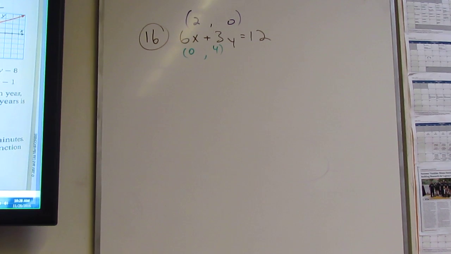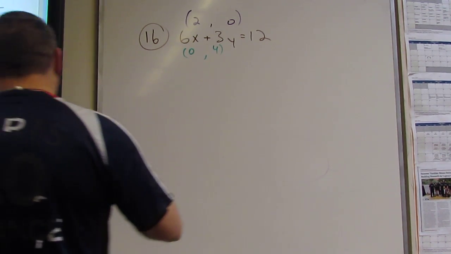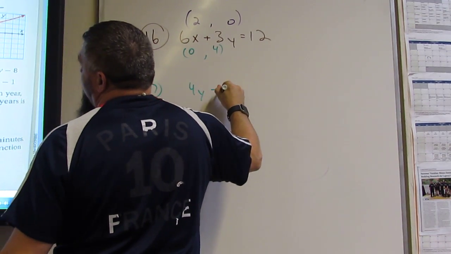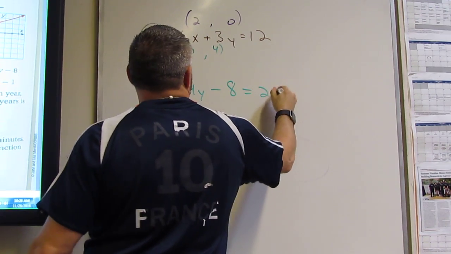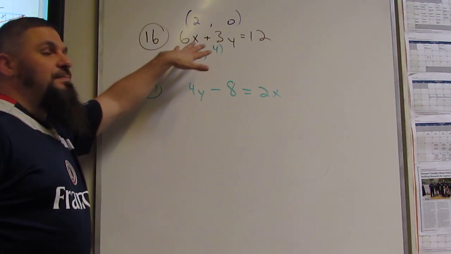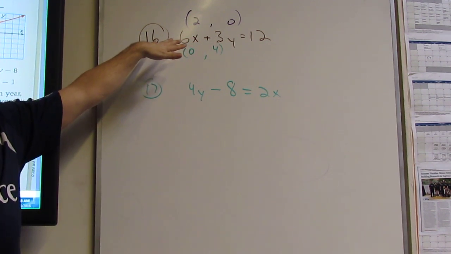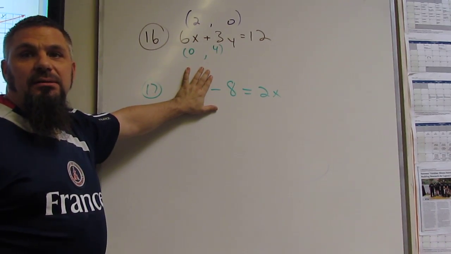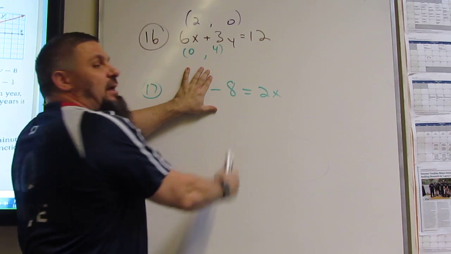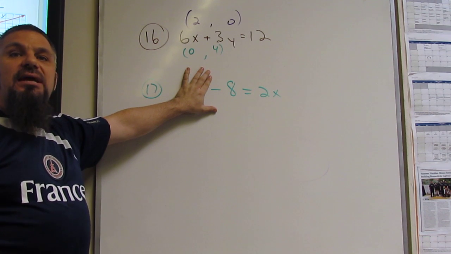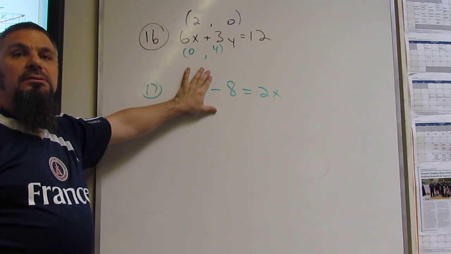So the next one, help me out. Number 17. 4y minus 8 equals 2x. Okay? Now this one's written a lot different. It's not in the standard form. So if I want to know the x-intercept, I cover up the y, right? So what times x is -8? -4. Okay.